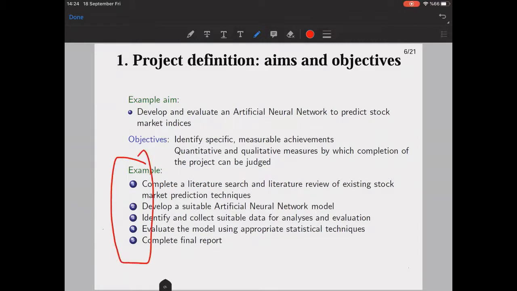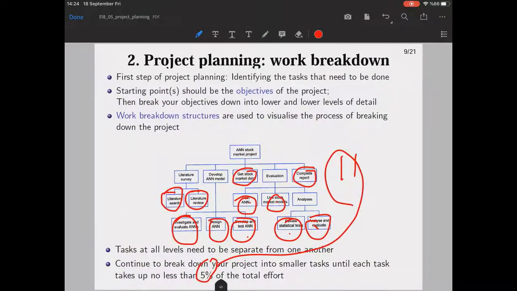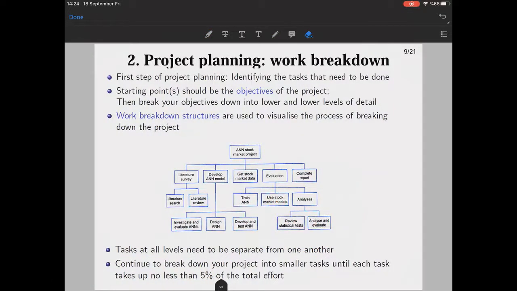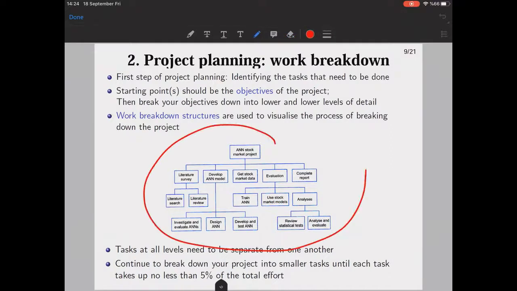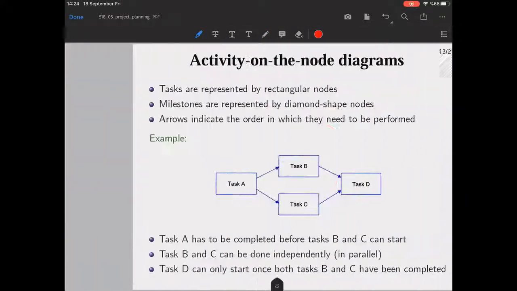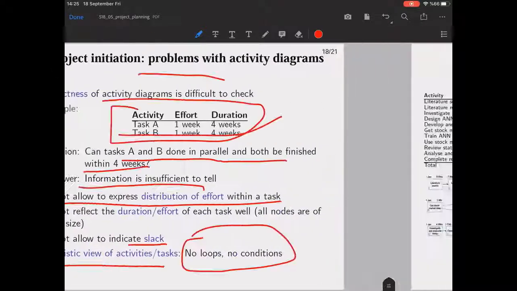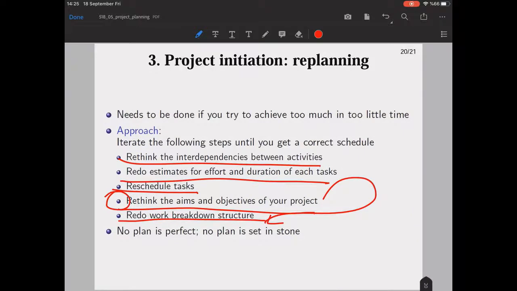These were your objectives. Let's rethink about them. Then when you rethink about them, you go ahead and plan this in another way. I mean, you break down objectives, you go back to the work breakdown chart to update or to make your project more realistic, conforming to the deadlines.